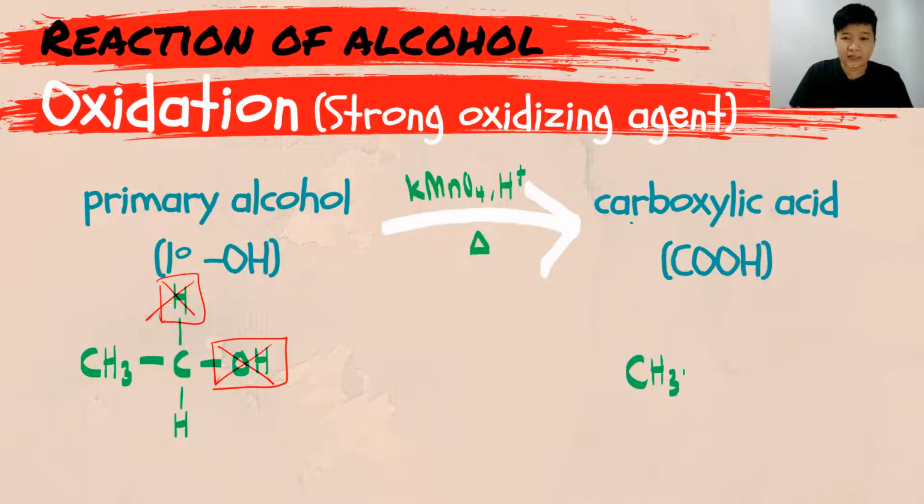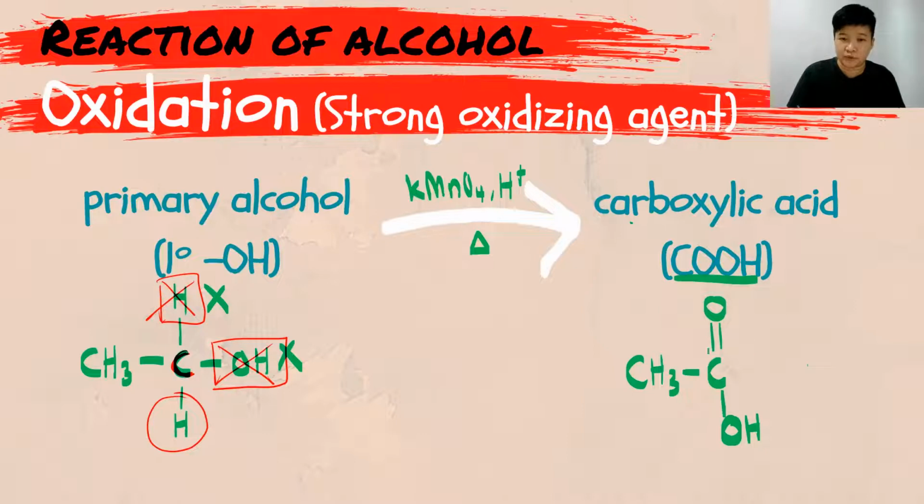So everything remains unchanged at this moment. But when you remove the hydrogen, when you remove the OH, that will then be replaced by double bond O. Okay? Next, you have one more hydrogen. What happens to the hydrogen that's still attached to the carbon holding the OH? The hydrogen will also undergo oxidation. The hydrogen will then become OH. And that is your carboxylic acid. Can you see your COOH over there?